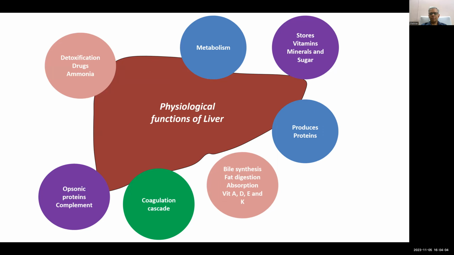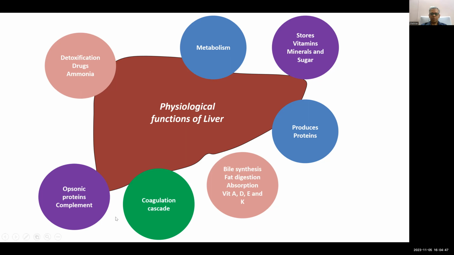So if you look at the physiological functions, the liver does multiple functions, and they help in maintaining homeostasis. It helps in metabolism, in the storage of vitamins and minerals, and also acts as a horsepower in the sense that it produces sugar, which gives you energy to do the activities. The liver produces proteins; the common protein we know is albumin, and other proteins are also produced by the liver. In addition, the liver synthesizes bile, helps in digestion of fat, and absorption of vitamins, including A, D, E, and K.